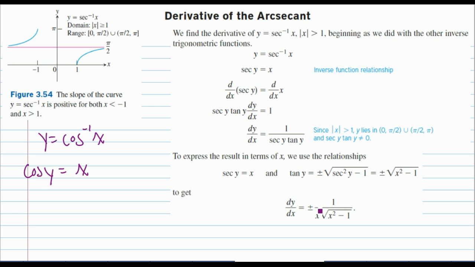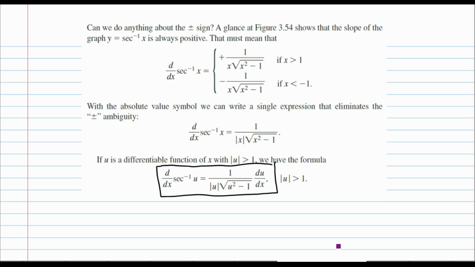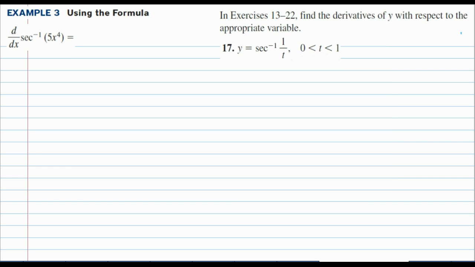We have a plus or minus sign because of the Pythagorean identity that we use within this proof, and then we have the ability to get rid of that plus or minus sign by using an absolute value here. So take a few minutes, look through this proof, and then understand why the derivative of the inverse secant of u is 1 over the absolute value of u times the square root of u squared minus 1 times du dx. In example 3, we're going to use the formula.